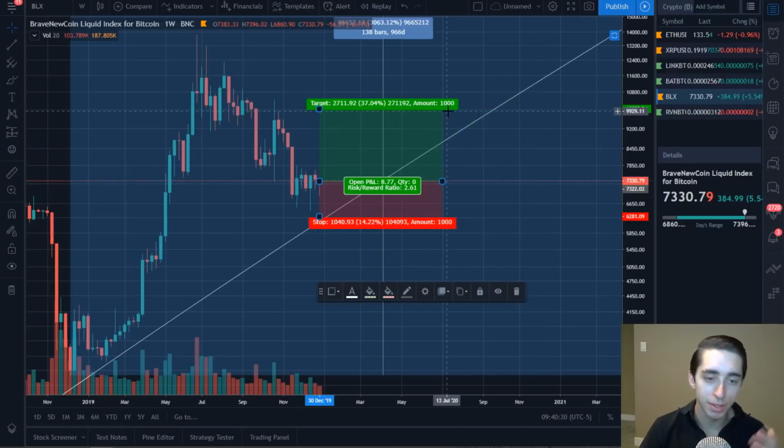And I believe that it's going to happen over the next few months, up into the summer. Let's say that this is the time frame I'm willing to be in this position. So in a couple of months, I might be able to make 37% of my money. But at the same time, I don't want to lose all my money if it goes south.